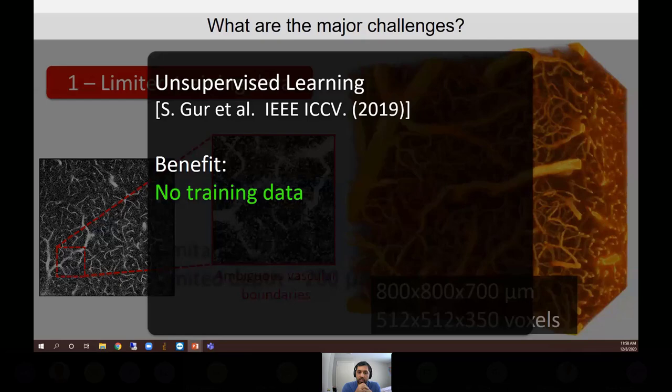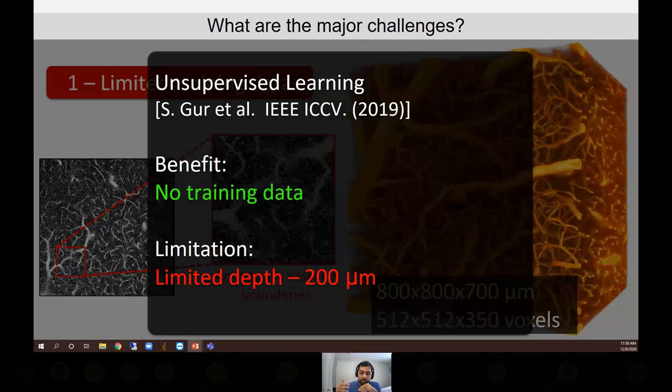However, they use active contours to do the segmentation, but even with active contours, it's very challenging for them to perform accurate segmentation for blood vessels which are deep beneath the surface. So their method was limited to 200 micrometers, where they demonstrate very good vascular segmentation.